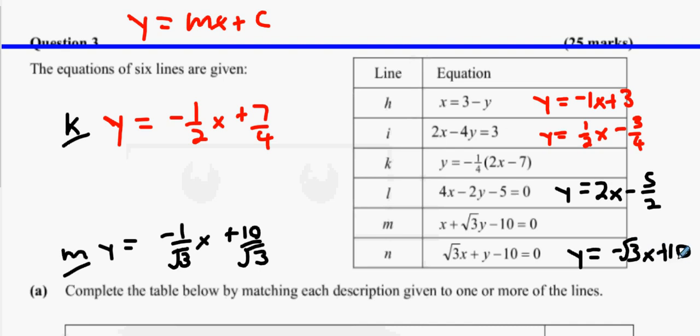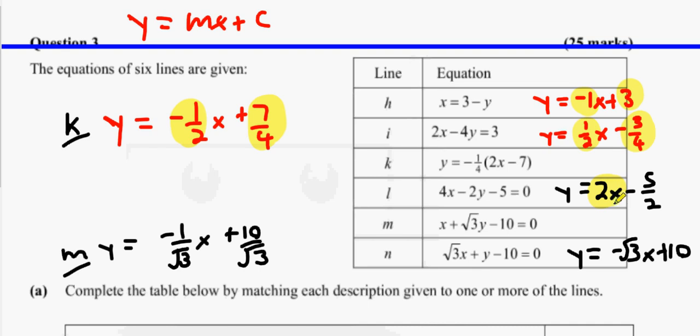Ready to answer these questions? Right? Before I even start, look at this. Ready? H has a slope of minus 1 and a y-intercept of 3. I has a slope of a half and a y-intercept of minus 3 over 4. K has a slope of minus a half and an intercept of 7 over 4. L has a slope of 2. What does that mean about L and K?